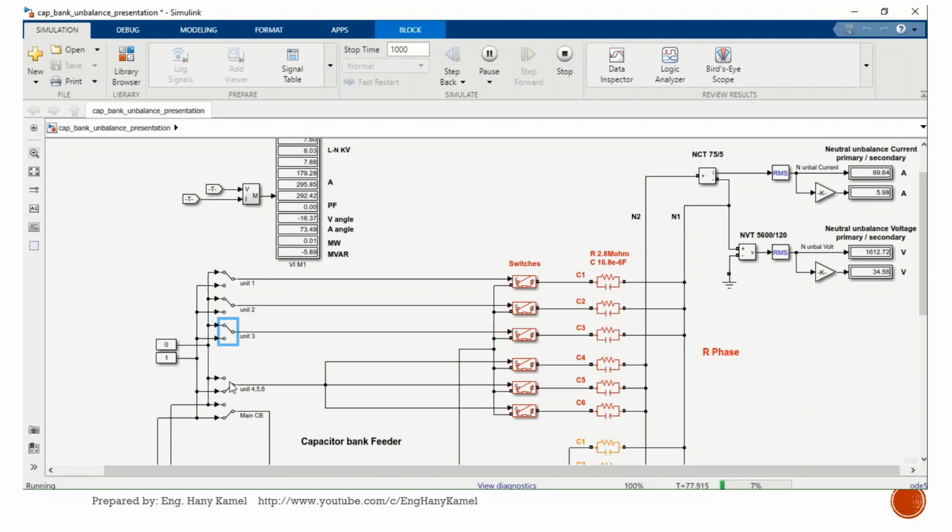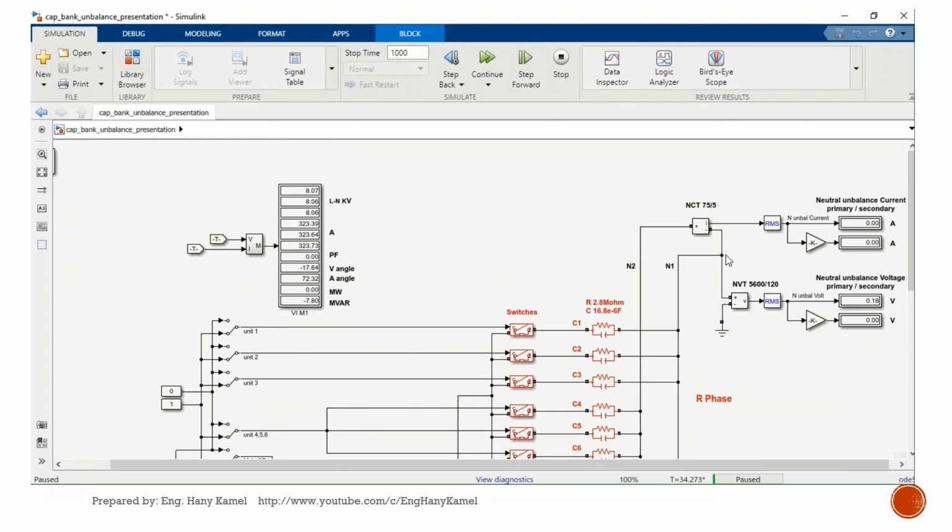If we need to make a phase loss, we'll drop all the 6 capacitors. So now we have line current 0 for phase A, and the other phases are reading. Neutral unbalanced current is 0, but neutral unbalanced voltage is the maximum. Now our system is normal.